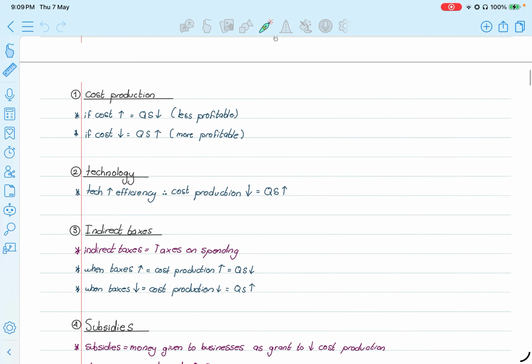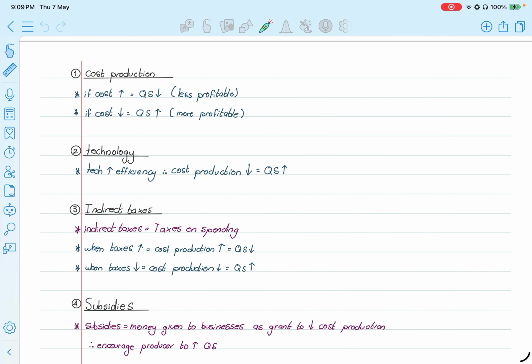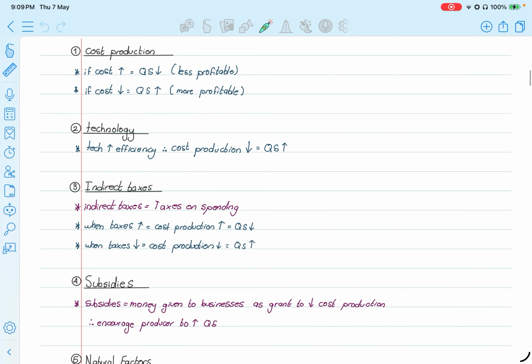Next we've got the cost of production. Cost of production is basically how much it costs to produce something. Duh. If cost increases, then it's less profitable for the firm to actually be producing the good in large amounts. So because of that, they decrease the quantity supplied. However, if costs do decrease, quantity supplied will increase because it's more profitable.